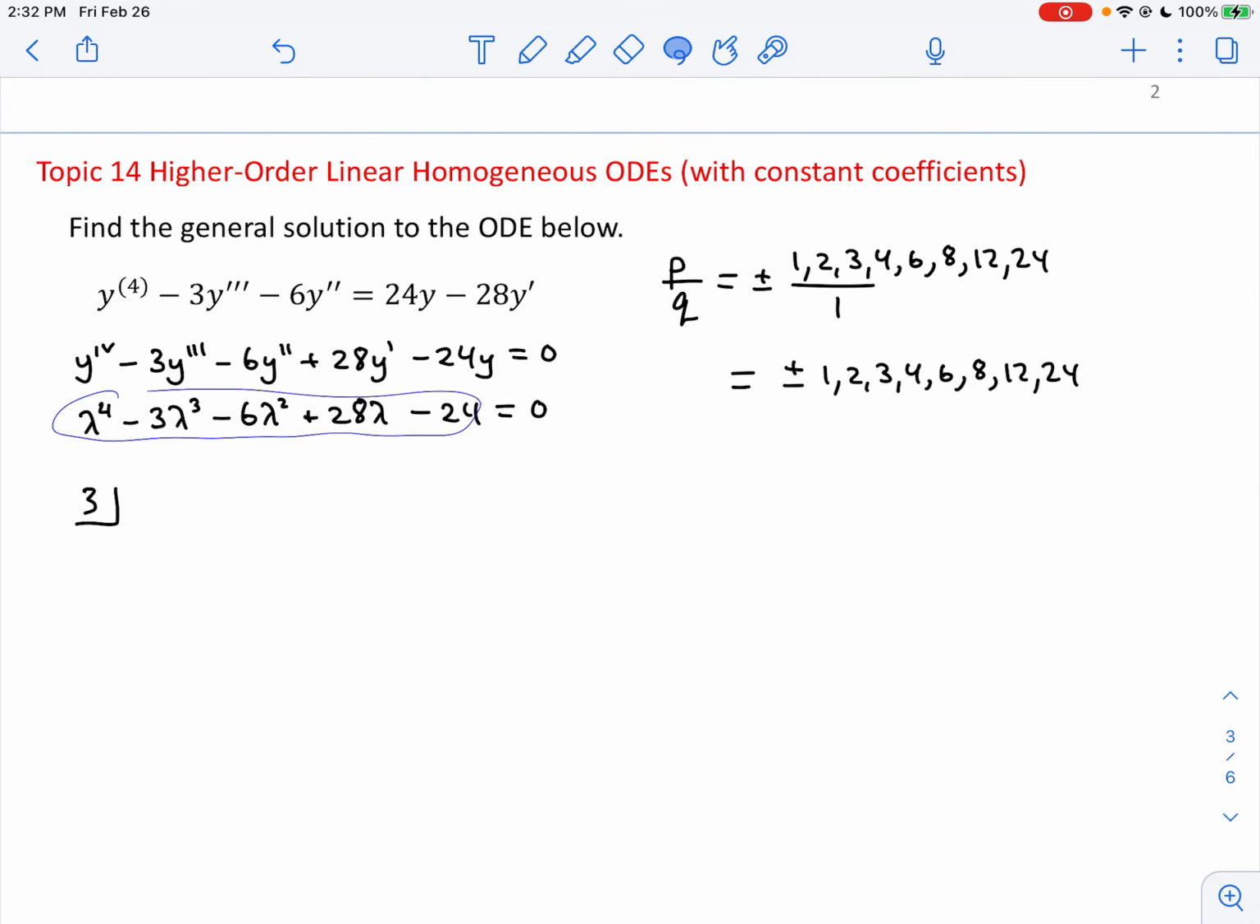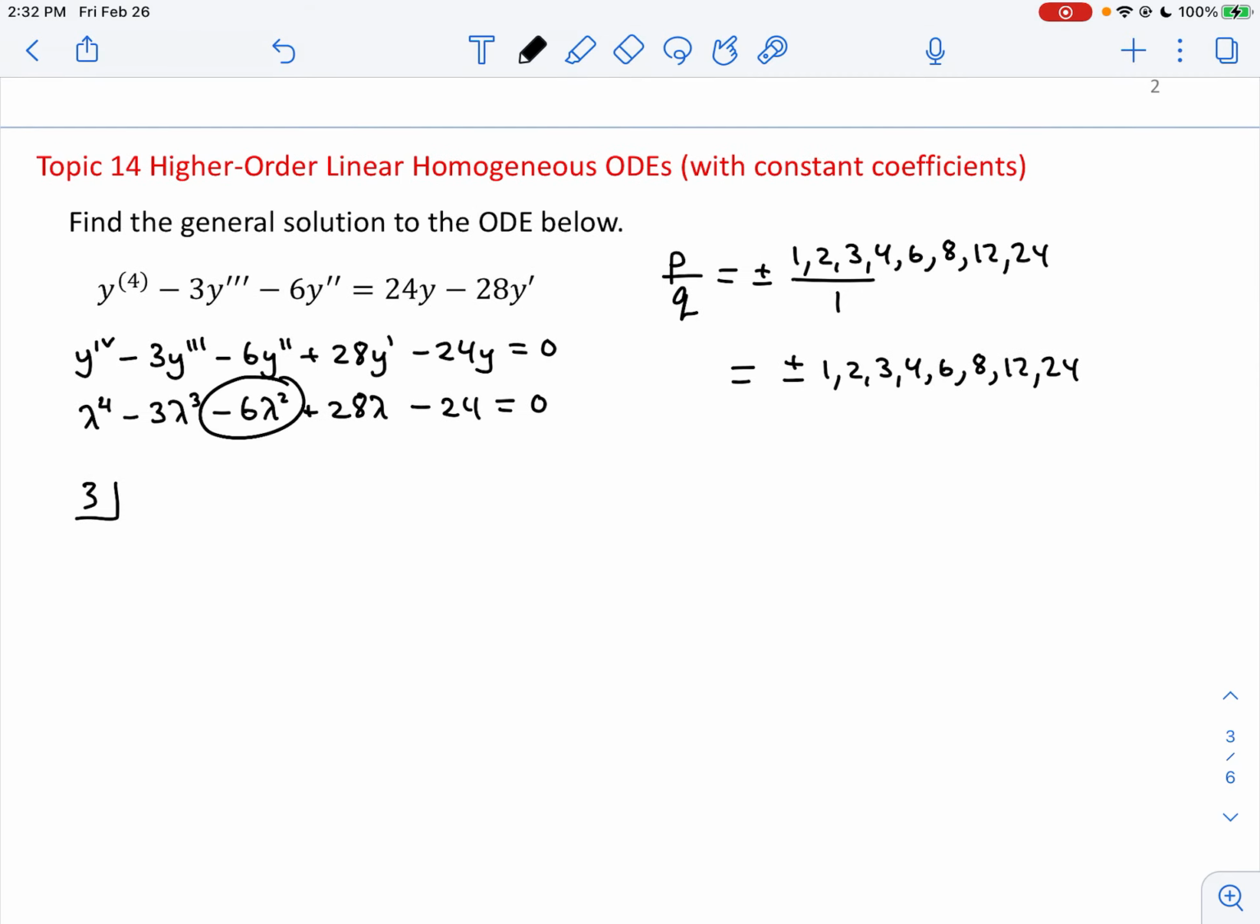So now you write the coefficients of all the different powers of lambda, and make sure you put zeros in here if there was a missing power of lambda. Let's pretend like this wasn't there, then you would have to put a 0 for the lambda squared. So just be mindful of that, but there is a lambda squared, so make sure we put a -6 there, not a 0. So all the coefficients are accounted for.